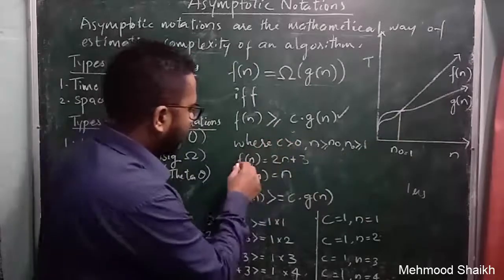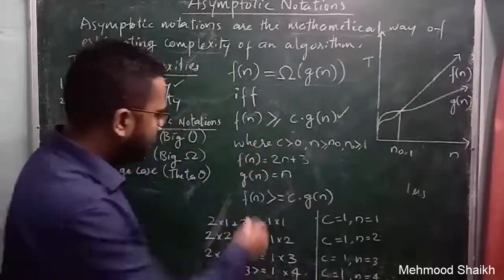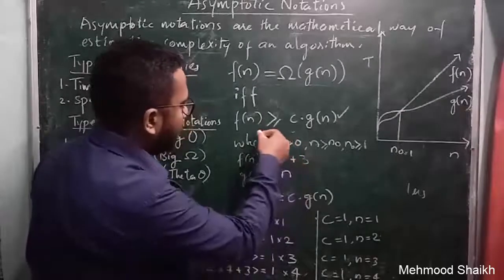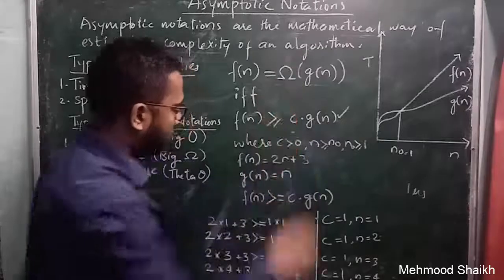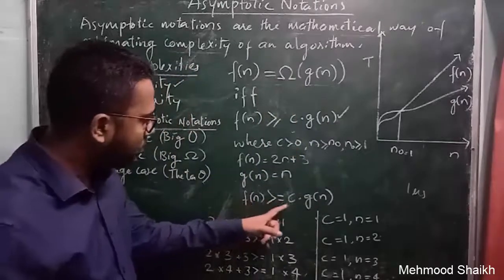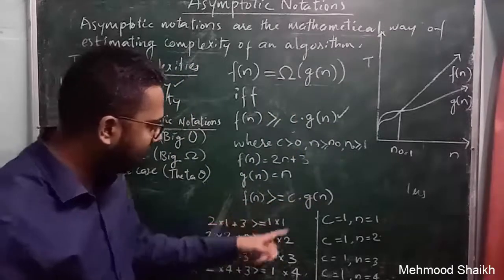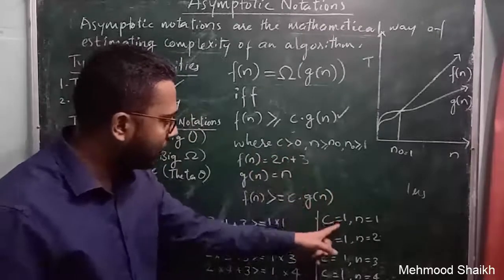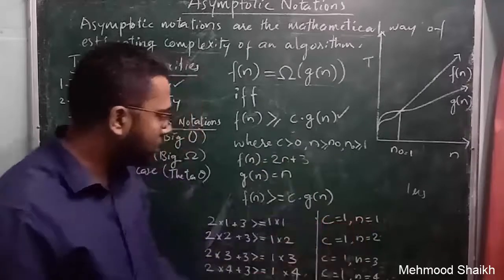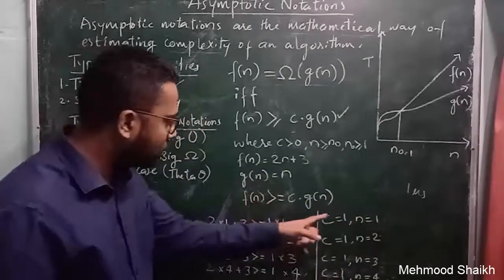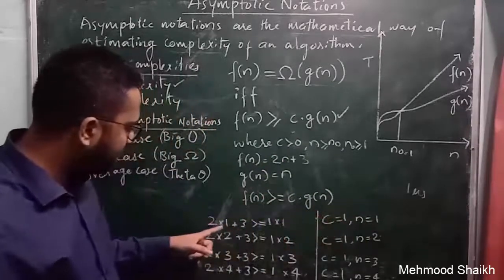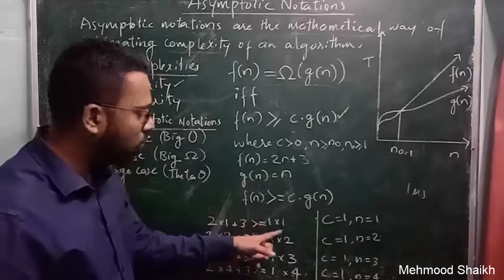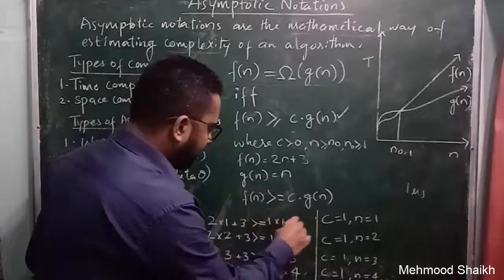So we will take function f as 2n plus 3 and we will take g of n as n, and we will try to test this with the help of this expression. Function f of n is greater than or equal to c dot g of n. So we have taken the value of c as 1, which has to be always greater than 0. That's why I have taken c as 1 and n equals to 1. So for c equals to 1 and n equals to 1, you can see it equals 5. 5 is greater than or equal to 1. Yes, here the condition gets satisfied.